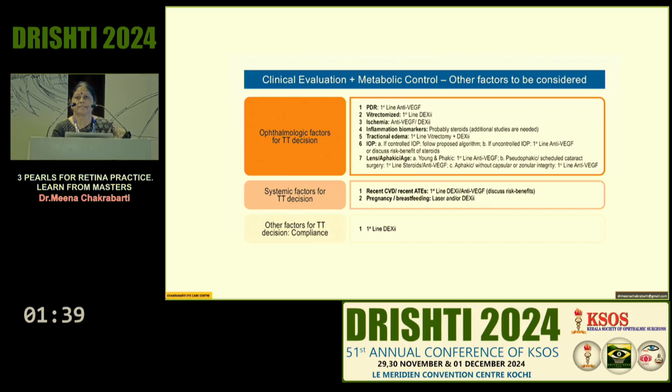If the patient has an associated glaucoma, I'd be a little cautious in using a DEX implant, but it can still be used. The systemic factors that I consider are the history of a recent cardiovascular event, a thromboembolic episode, and if the patient is poorly compliant to follow up, I'd use an Ozurdex implant.